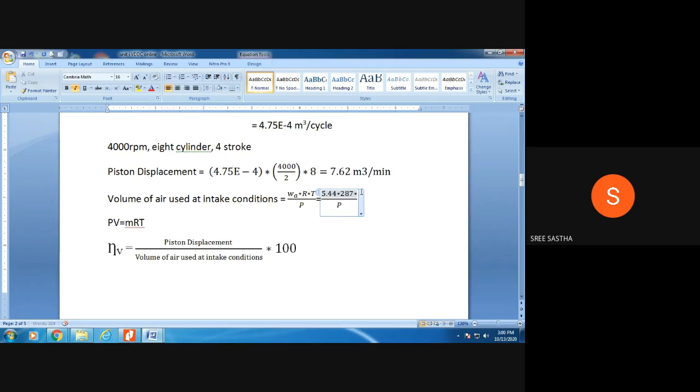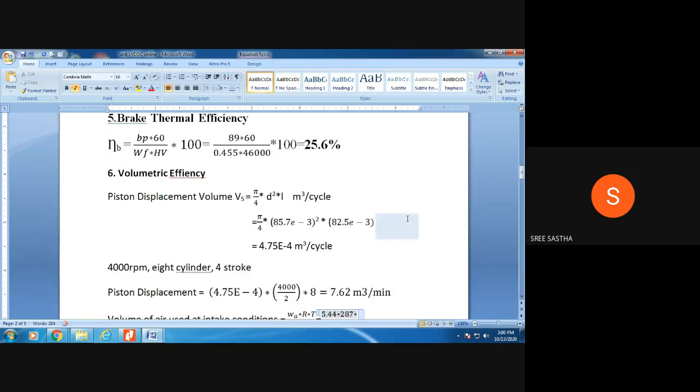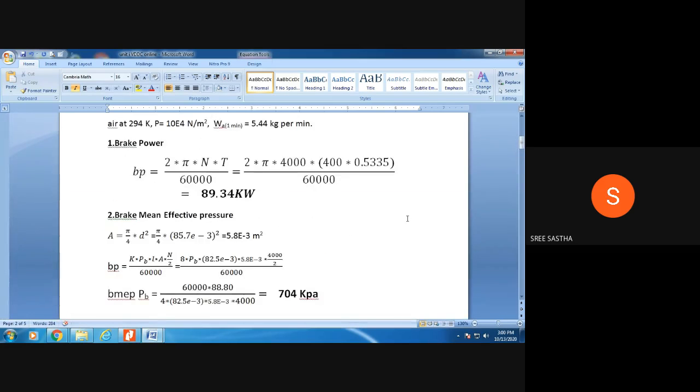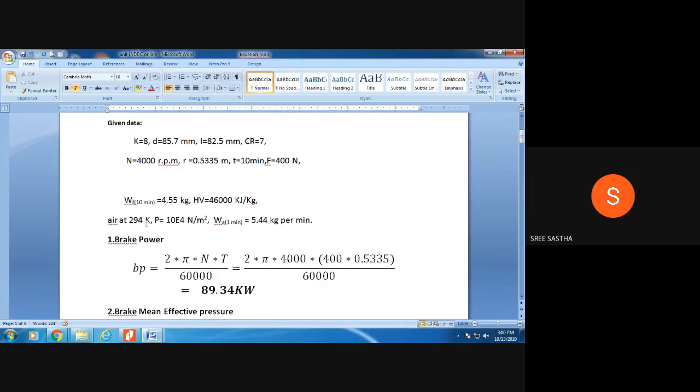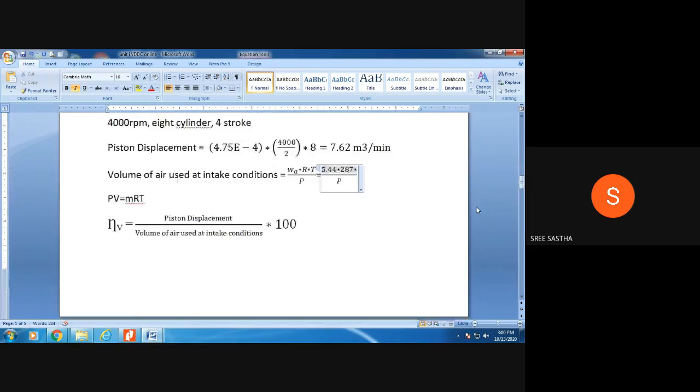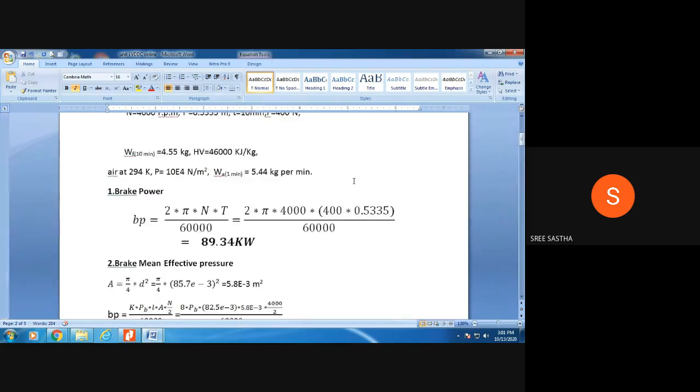What is the unit for temperature? What is the value? Unit is Kelvin. You have to refer to 294 Kelvin. Everything, all the data, is given in the problem. The same problem will come, but the data will be changed. Instead of 85 as the bore, they will be putting 90. That's all.